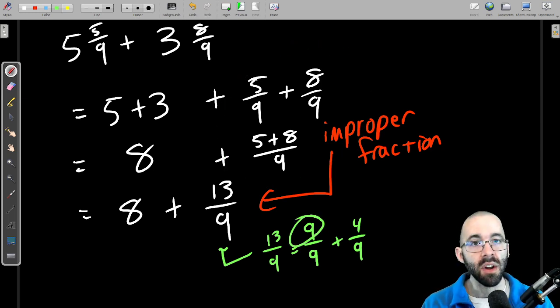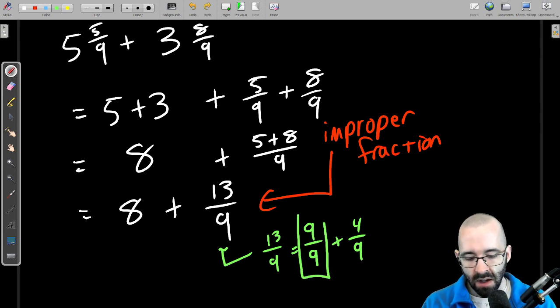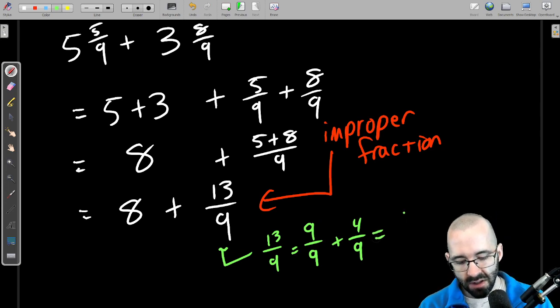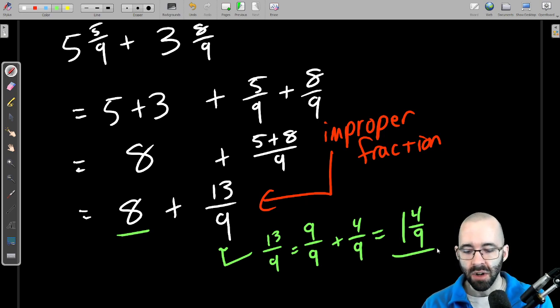Where did this 9 come from? Well, I want to know what it is as a mixed number. 9/9 is a whole. So this is 1 and 4/9. And now we have 8 plus 1 and 4/9. That's going to be 9 and 4/9 now total.